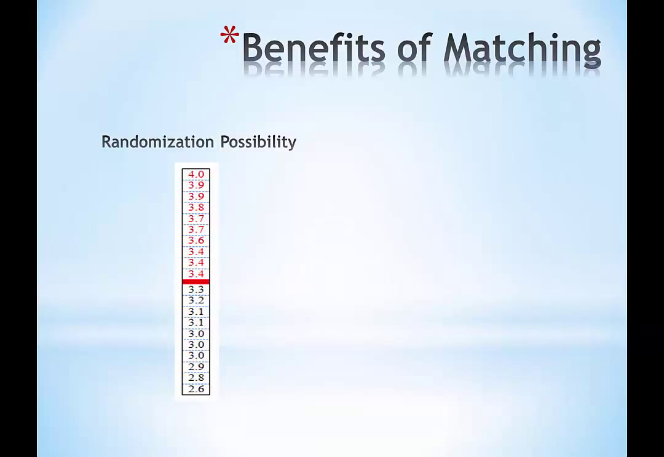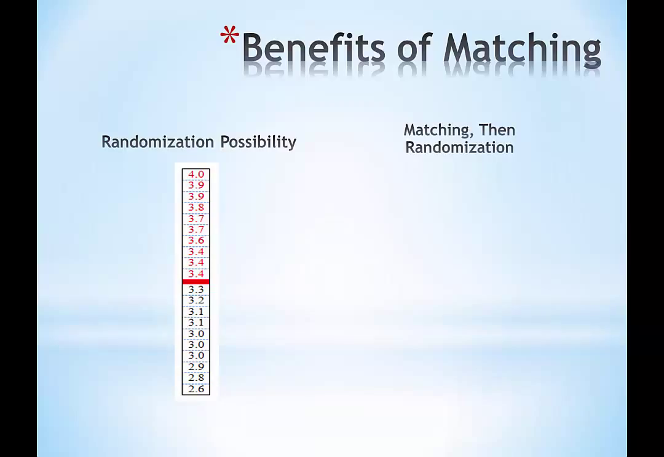So I get my 20 people, I randomly assign, I flip a coin, and maybe I get 10 heads in a row and 10 tails in a row. That would be unusual, but it could happen. So if I want to avoid even a smattering of that possibility, I could match.